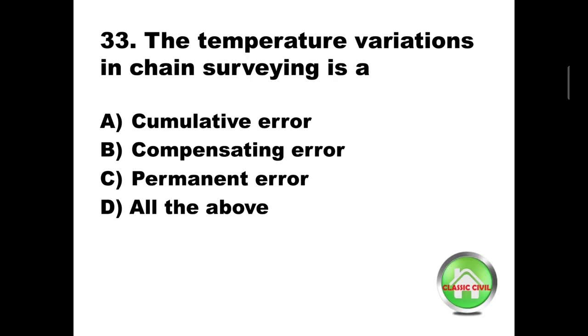Question number 33. The temperature variations in chain surveying is A. Option A, cumulative error. Option B, compensating error. Option C, permanent error. Option D, all the above. The temperature variations in chain surveying is A. Answer is option A, cumulative error.